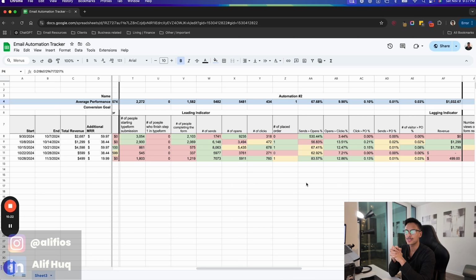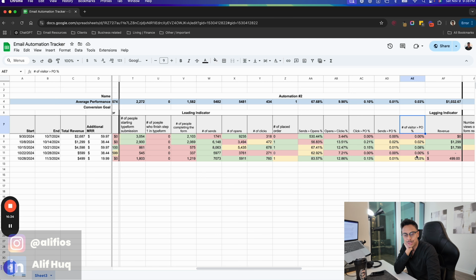These are the percentage and the conversion rate between each of the different steps. Another cool thing about this tracker is that I have the averages over here. So you can see the average number of people who, in this specific funnel, submit the type form and start it, the average amount of opens and sends and clicks that we generally get. What's cool about this is that I've also included the conversion rate from the percentage of visitors who submit the type form all the way to the percentage of people who actually place an order. And so I have the average percentage over here, as you can see on this average line.